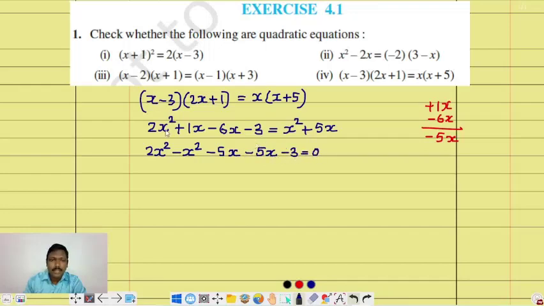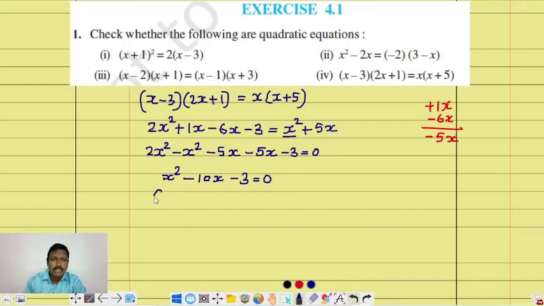See here, 2x squared we have written, then this x squared we brought this side, so minus x squared, and plus 1x and minus 6x we added, we got minus 5x, and that plus 5x we brought to the left side, so it is minus 5x, minus 3 is equal to 0. Now you can rearrange that. 2x squared minus x squared will be x squared, minus 5x minus 5x will be minus 10x. Both are having the same sign, so you have to add it, minus 3 is equal to 0.